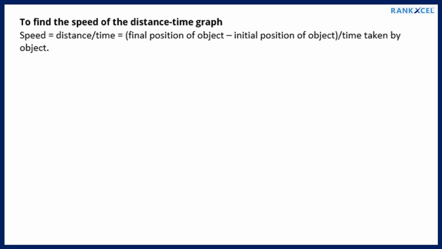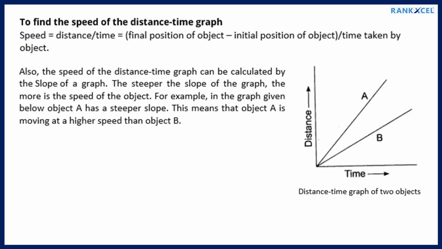Define the speed on the distance-time graph. Speed equals distance divided by time, which equals the final position of the object minus the initial position of the object divided by the time taken by the object. Also, the speed on the distance-time graph can be calculated by the slope of the graph. The steeper the slope of the graph, the more is the speed of the object.